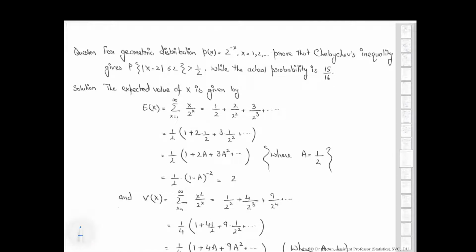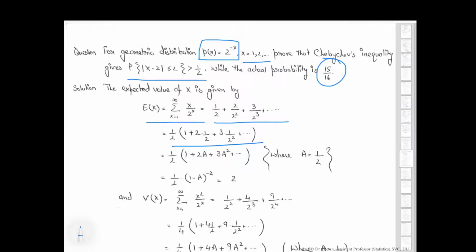Now consider another example. For the geometric distribution, p of x is equal to 2 to the power of minus x, for x equal to 1, 2, 3, and so on, prove that Chebychev's inequality gives this thing, while the actual probability is 15 by 16. In this situation, the expected value of x is given by this quantity. After putting in the values of x, we will get this equation, or we can write it like this, where a is equal to 1 by 2, which is equal to this quantity.